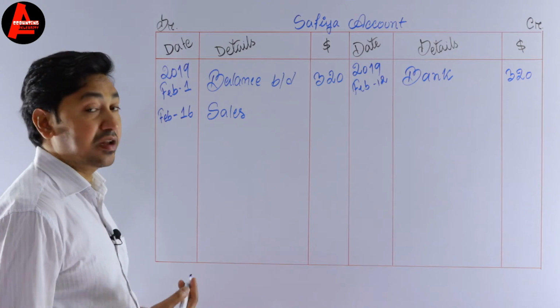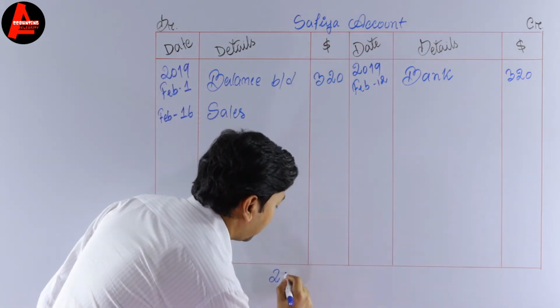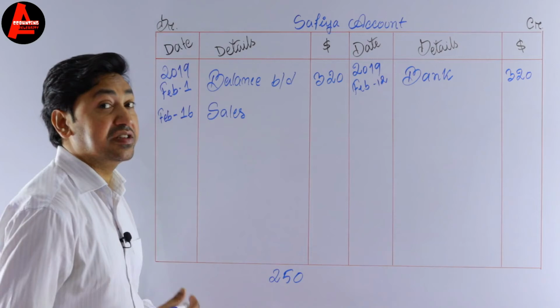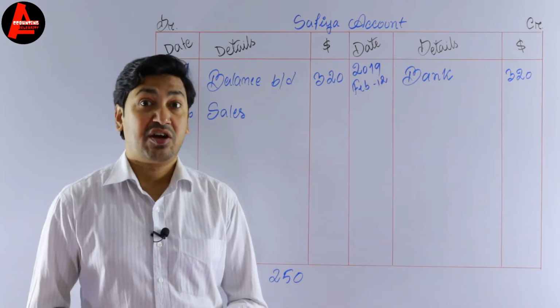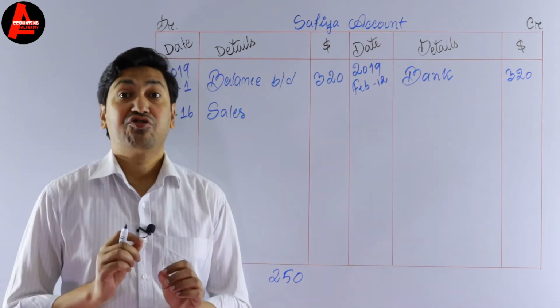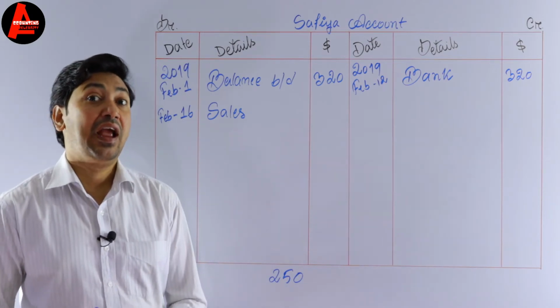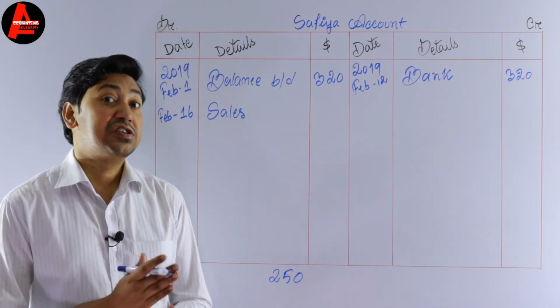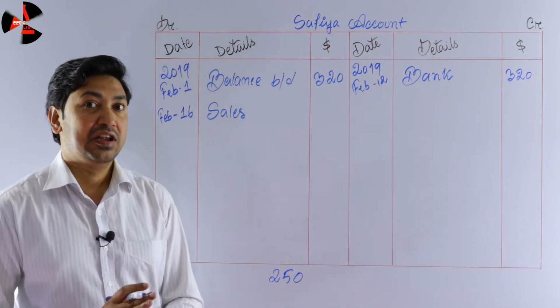So what is the value here? In the question it is written that $250 and there is a discount which is 20%, and this discount is trade discount. Do not forget, trade discount does not include in any accounts, neither in journal nor in ledgers. Okay, so this will not be included.